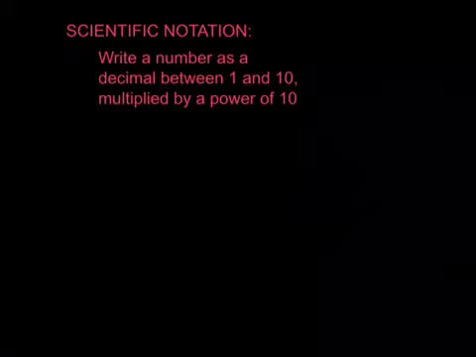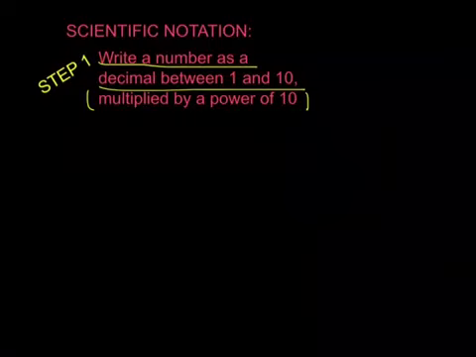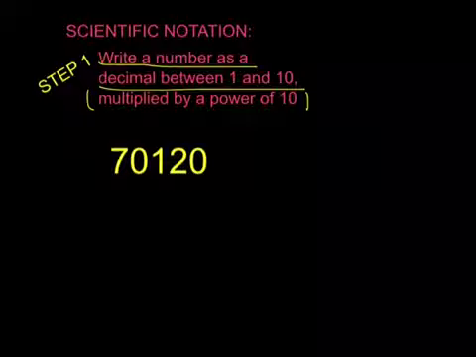So, scientific notation. We're going to look at step one. Step one is write a number as a decimal between 1 and 10, okay? This part we'll save for step two. Let's take the number 70,120. We're going to turn this number into a decimal between 1 and 10. How do we do that, and why do we do that? Two different questions, but first, to turn it into a decimal between 1 and 10, we're going to put the decimal right there.